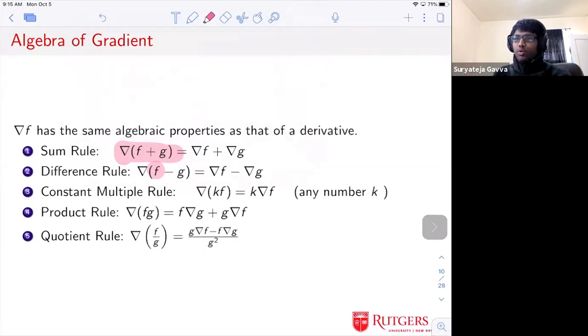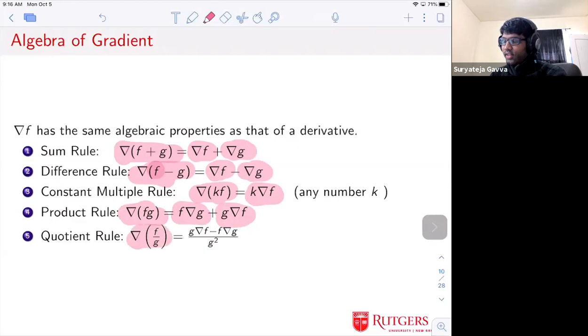But algebraically there's no difference between derivative and gradient, in the sense that the gradient of the sum of two functions is, just like differentiating two functions, differentiate the first and differentiate the second. If you want to differentiate the difference, differentiate the first and subtract the derivative of the second. If you want to differentiate the first function times some constant, you can pull out that constant. And similarly, the product rule: if you want to differentiate the product of two functions, it's the first function times the derivative of the second, plus the second function times the derivative of the first. This is the normal product rule of the derivative.